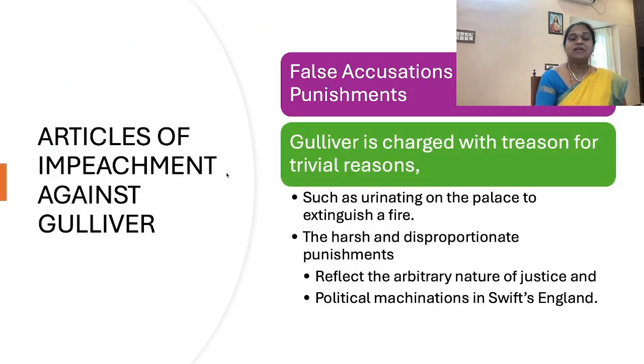Then when you look at the articles of impeachment against Gulliver, they are all based upon false accusations and punishments. Gulliver is charged with treason not for something great that he has done, but for something as trivial as urinating on the palace, when it was set ablaze and there was a fire trying to bring it down to ground zero. At that point of time, he urinates on the palace and extinguishes the fire. For this trivial misbehavior, he is given harsh and disproportionate punishment, and this again reflects the arbitrary nature of justice and the political machinations in Swift's England.